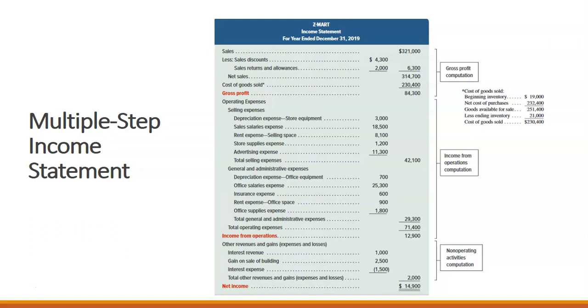Then we have non-operating activities computations. We'll not be talking about non-operating activities during Principles of Accounting. That is an intermediate accounting activity where you add on to your income statement. So we'll stop at income from operations being our net income.